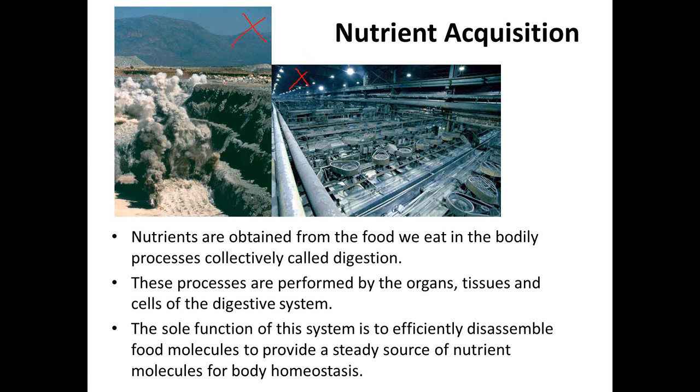We basically take in the raw materials, and then we go through a series of processes of digestion. And all these processes are performed by the various organs, tissues, and cells of our digestive system. So we're going to see the digestive system in a minute. And when we see it, we should remember, however complex it is, however large it seems, it really has one key function: to disassemble efficiently food molecules to provide a source of nutrient molecules for our body's homeostasis, to provide the individual nutrient molecules that our cells require to keep our bodies functioning normally.